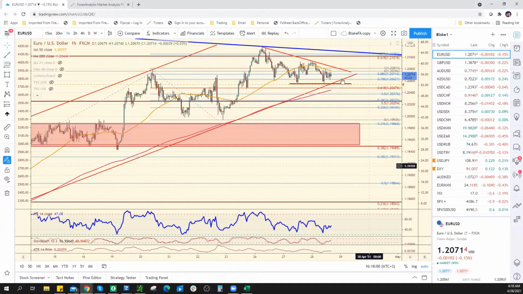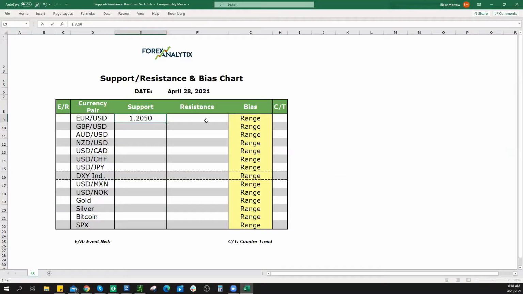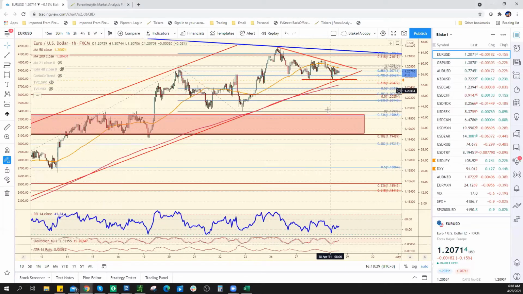Resistance right now is at 120.95, but I'm also going to note 120 because I think that's really key as well. So 120.95 and then 121.20. Okay. And we're in a range right now, basically in a consolidation, waiting for the Fed.